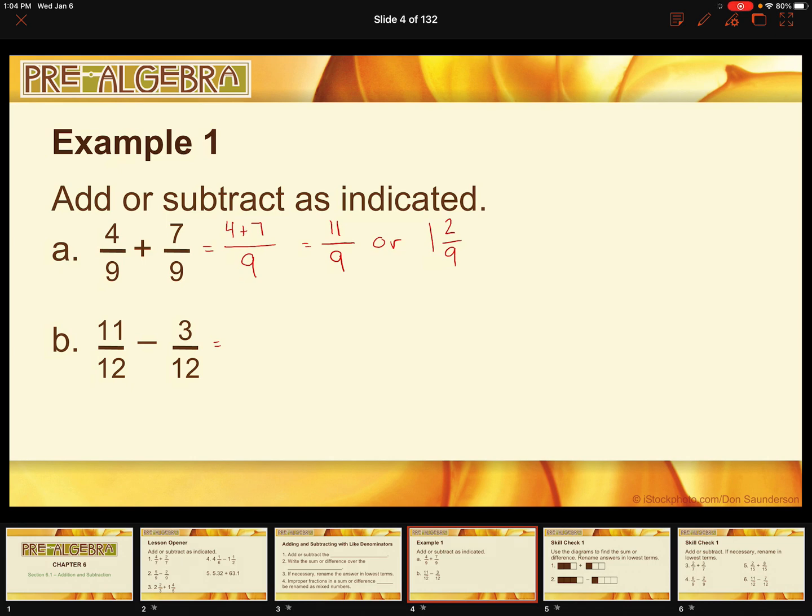Okay, this one is subtraction. I see they have a common denominator of 12, so I'm going to subtract the numerators and put it over the common denominator. 11 minus 3 is 8 over 12. I can divide top and bottom by 4 to get 2/3.